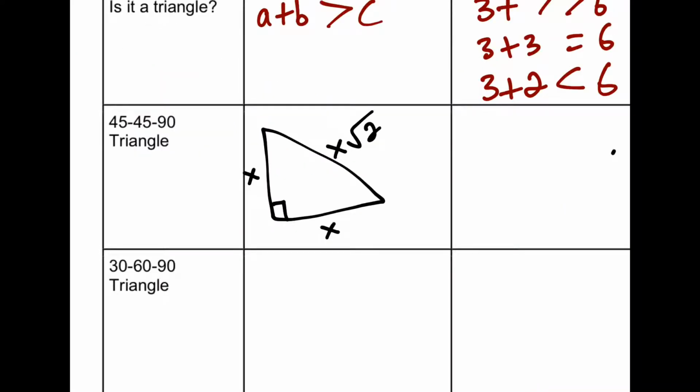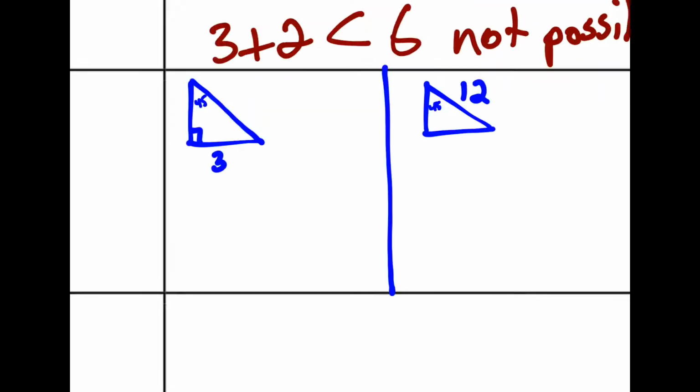A 45-45-90 triangle is a special type of right triangle where these two interior angles are both 45 degrees. So it's also an isosceles triangle, and that means that these legs have the same length, and the side that is opposite the hypotenuse is going to be whatever x is multiplied by the square root of 2. So for example, these are both 45-45-90 triangles. If one of my legs is 3, that means the other leg is also going to be 3. And to figure out the hypotenuse, I'm going to multiply by the square root of 2.